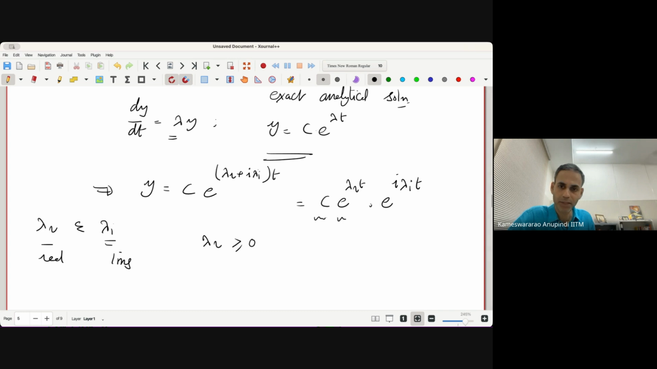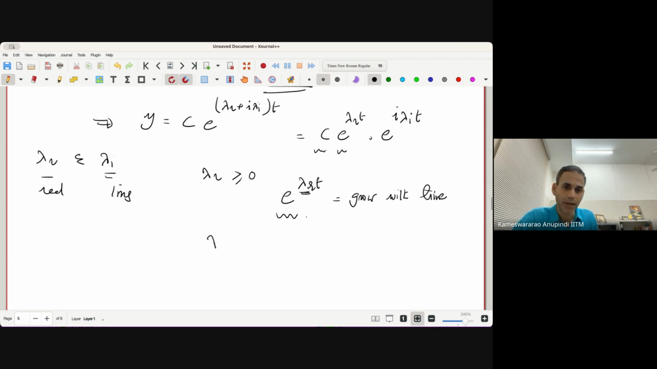Let us say c is some constant. So e to the power lambda r t: if lambda r is positive, then this component of the solution is going to grow with time, right? Because it is going to go as e to the power some positive constant times t. If lambda r is less than or equal to 0, then e to the power lambda r t is going to decay with time.